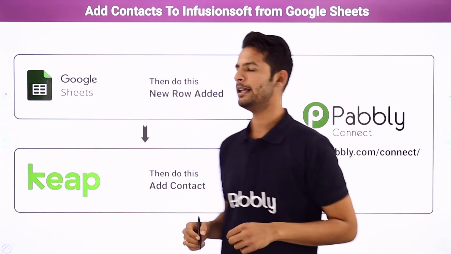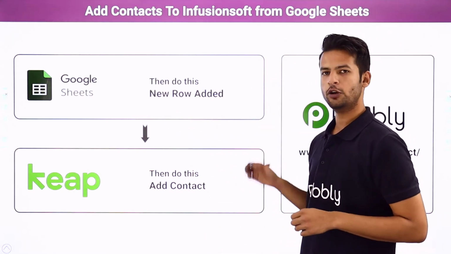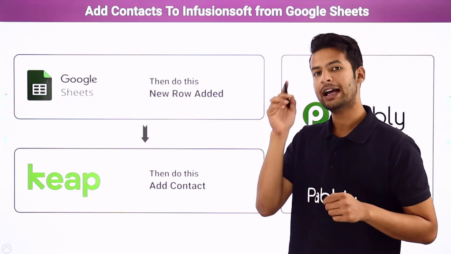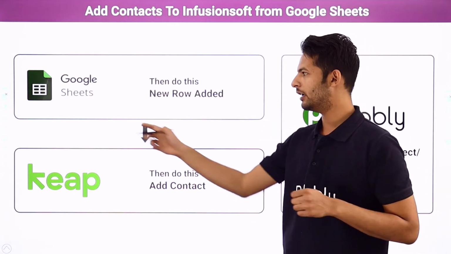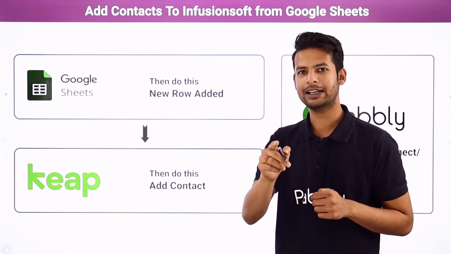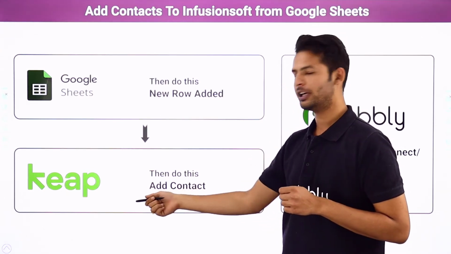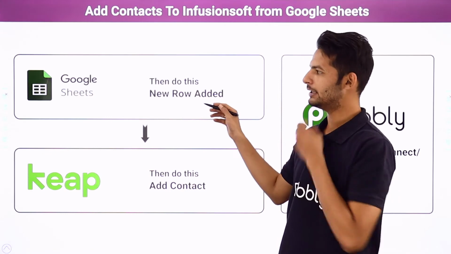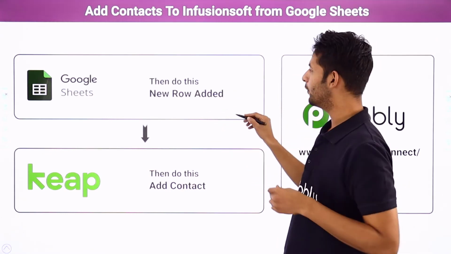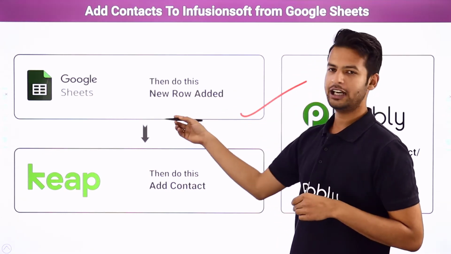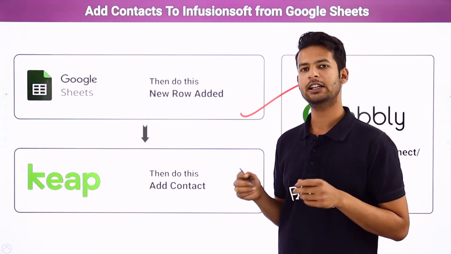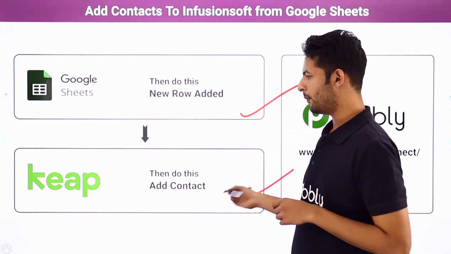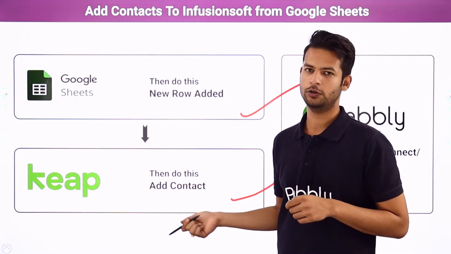You have created a spreadsheet in your Google Sheet account where you are adding the details of your new lead. Now, as soon as you add the details here in your spreadsheet, automatically it will create a new contact in Keap for that new lead. So for this, I have used two applications here. First, I have used Google Sheets. I have created a spreadsheet here where I am adding the details of my new lead. And secondly, I have used Keap, a CRM platform which we are using for our business.